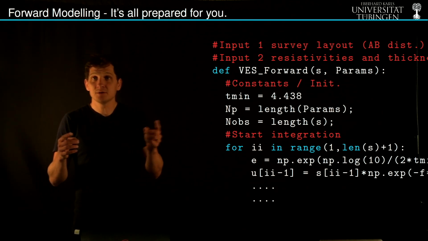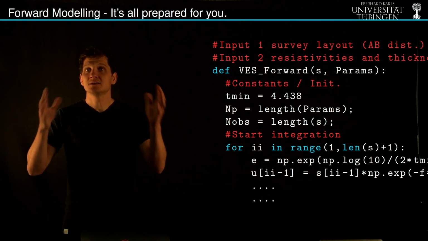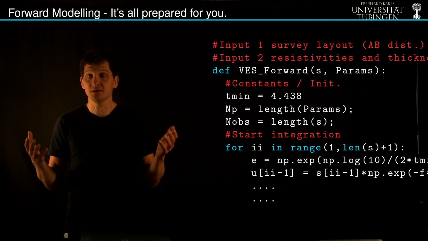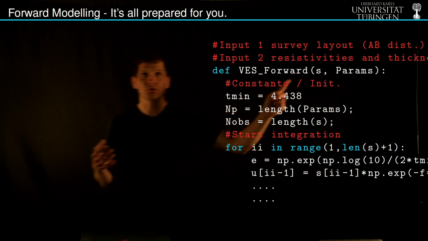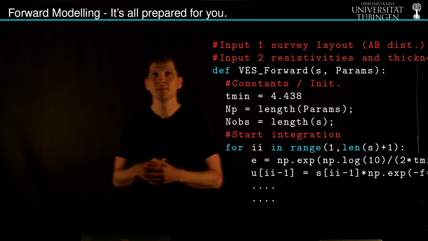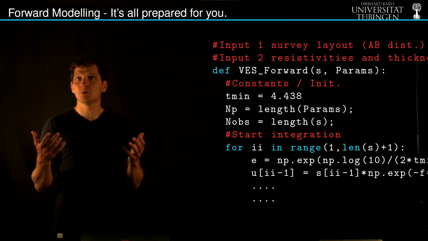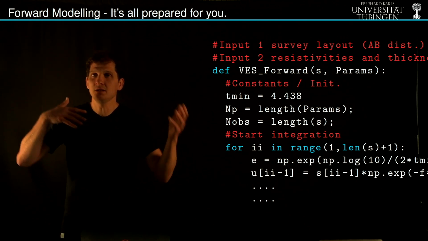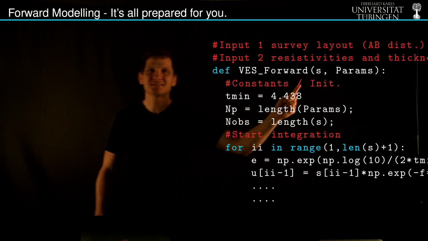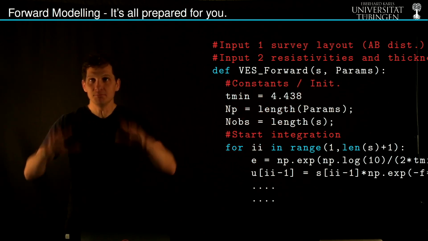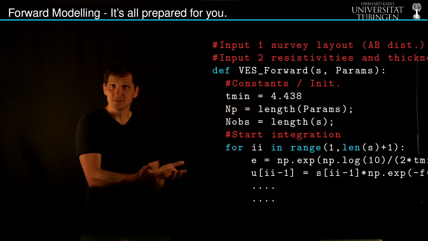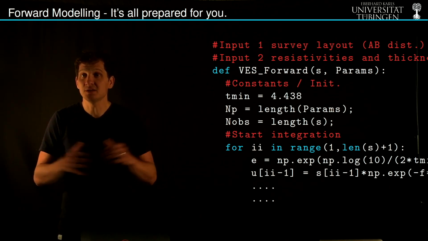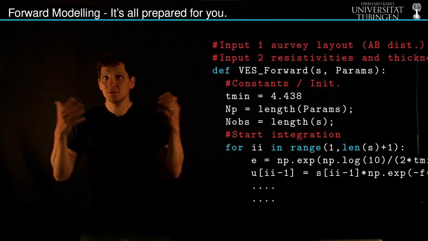So the input parameters of this forward model will be the subsurface model. So this model needs to know, okay, how thick are the layers and what resistivities are available, okay? And this is stored in this params vector here, okay? And then this forward model also needs to know, okay, where did you place your electrodes? What are the distances between A, M, B, and N? And that's stored in this vector S. So this is the input, okay? And then the output of this model will be one value, that is the apparent resistivity for that specific measurement type, okay?